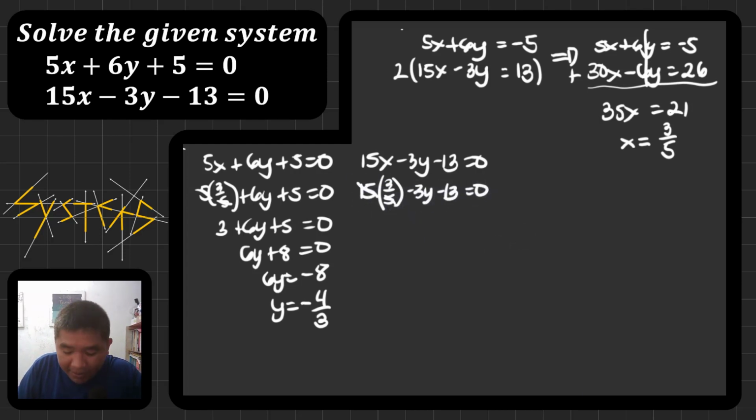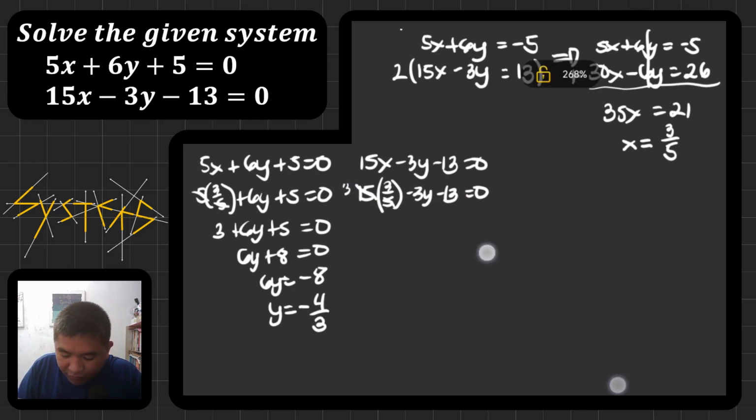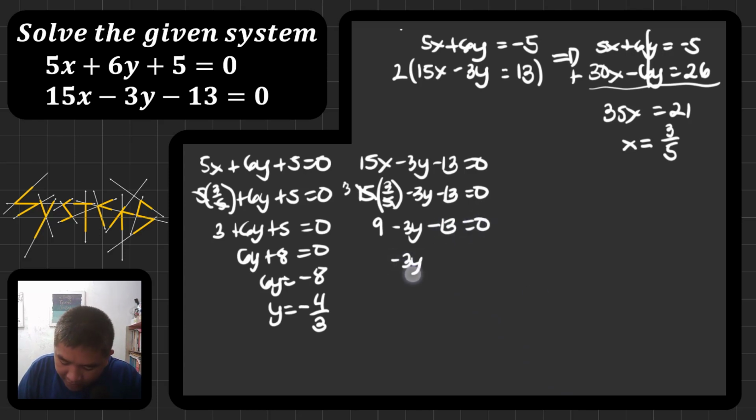That's 15 divided by 3 is not 3. Okay? Sorry, 15 divided by 5 is 3. Okay? 3 times 3 is 9 minus 3y minus 13 is equal to 0. So negative 3y, you have negative 4 equal to 0. Negative 3y is equal to positive 4. Dividing both sides by negative 3, y is negative 4/3.